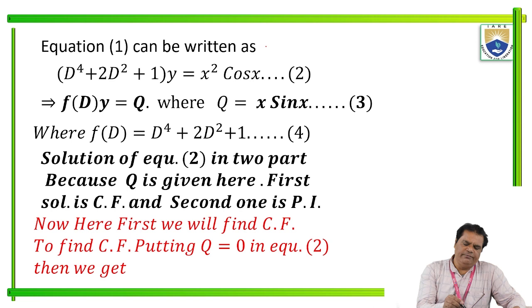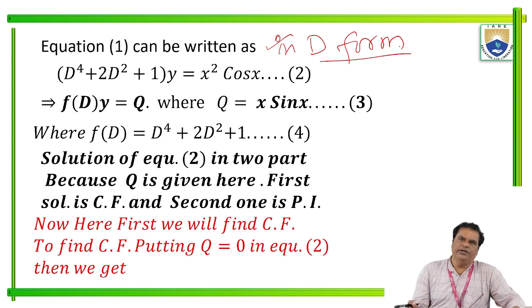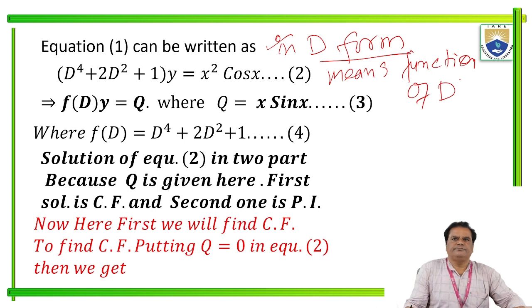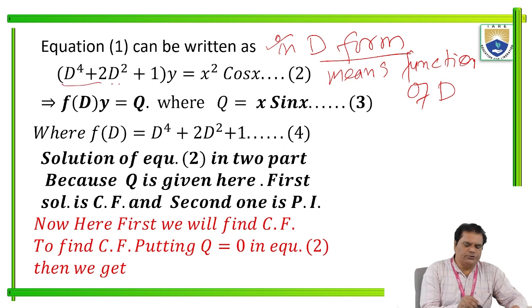Now equation 1 can be written in D form. D form means function of D. So this equation is D4 plus 2D square plus 1, y equal to x square cos x.